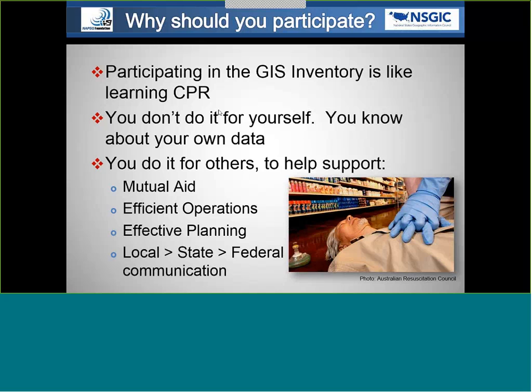You're going to know about your own data and the resources that you've got within your organization. But frequently, and as we talk about some of these use cases in a minute on USAR and mutual aid, others need to know about your data and your map services. And you can't just expect that they're going to be able to find them at any point in time. So if you inventory your data and your map services, you're going to help support mutual aid, more efficient operations, maybe even just across a countywide enterprise. You're going to support effective planning activities, and you're going to establish a protocol that will allow local, state, and federal agencies to communicate and work together effectively. Next slide.